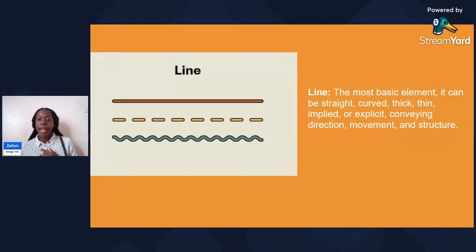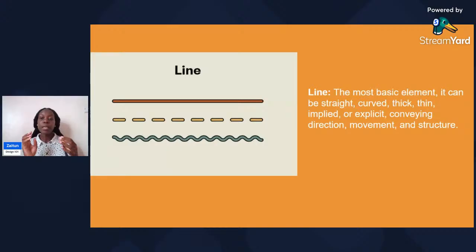Line is the most basic element. It's usually a straight line, or dotted, or curved, as long as it goes from one point to the other. As long as it's not joined, we call it a line. It can be spiral, but it doesn't have to join. Once it's joined, one end to the other, it becomes a shape. But if it's dotted, spiral, zigzag, or wavy, those are called lines. You can use them whenever you are designing. It can be curved, it can be thick, it can be thin.